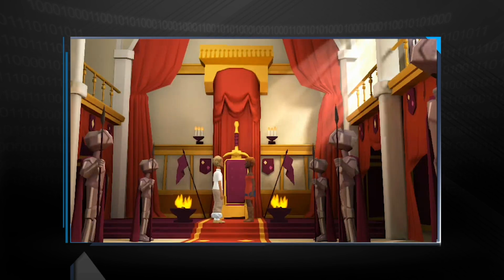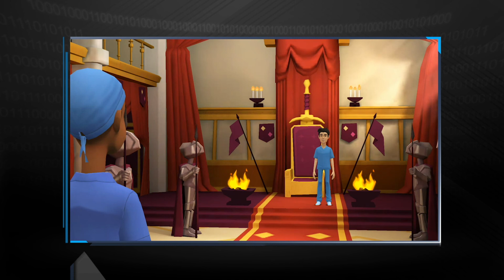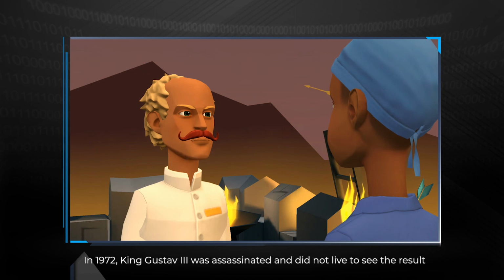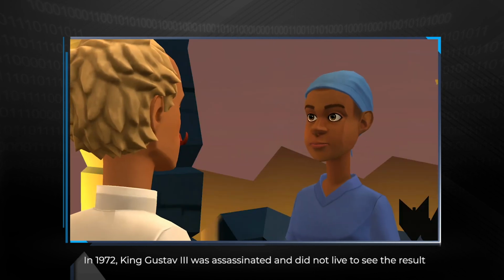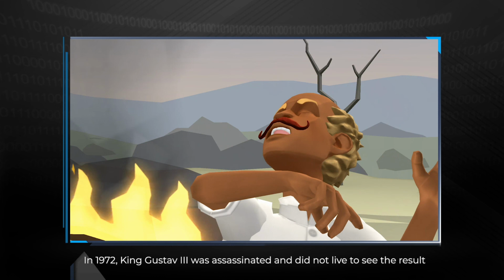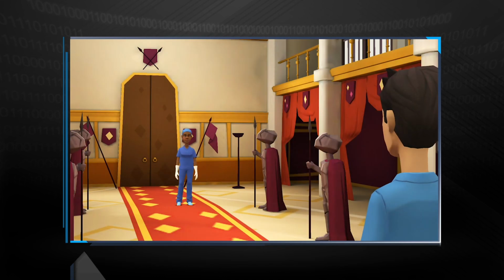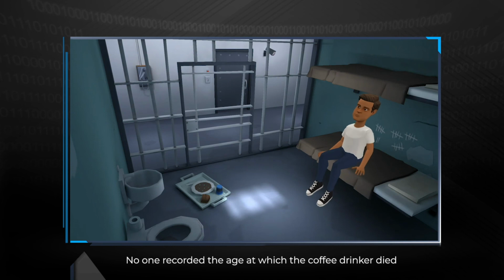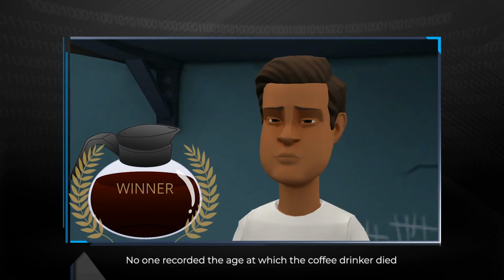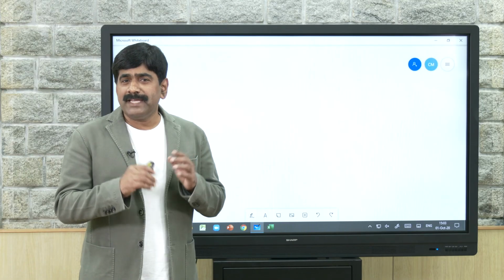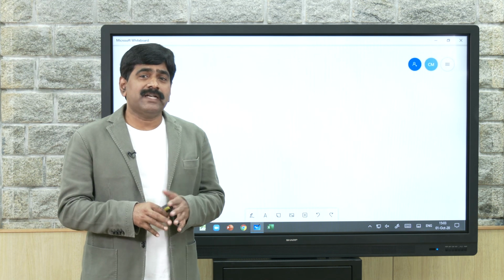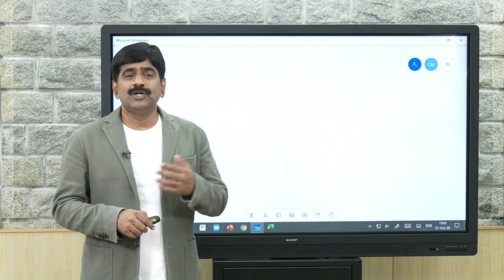Gustav was convinced that they would fall sick and die quickly. He also appointed 2 doctors to monitor the health of the twins. In 1792, Gustav was assassinated and did not live to see the result of the experiment that he started. Both doctors he appointed to monitor the twins died a few years later, and the twin who was drinking tea died at the age of 83. No one recorded the age at which the coffee drinker died. Well, the coffee was the winner. One of the major problems with this experiment was the sample size. It is very difficult to arrive at a statistical inference based on just 2 observations.